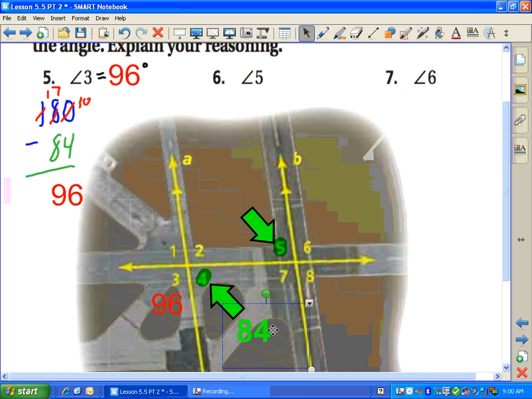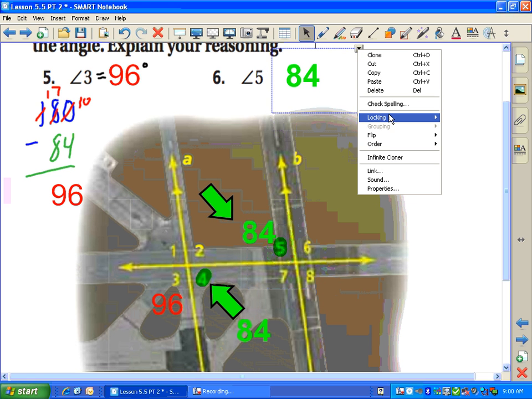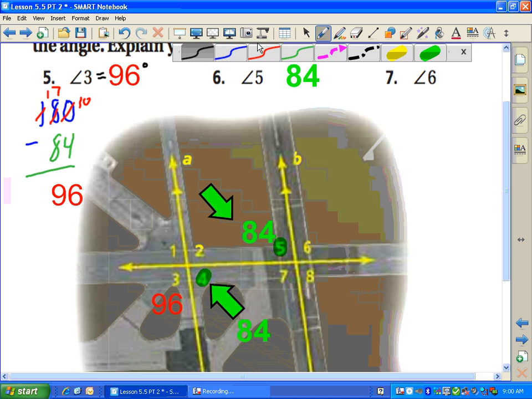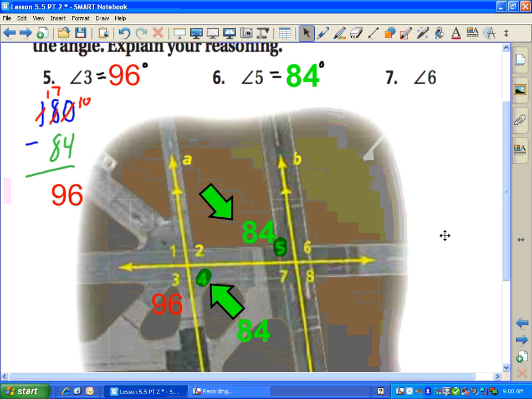They're on the inside of my parallel lines. So by definition, they have to be congruent. Nice vocab, bears. So angle 5 has to be 84 degrees also. They are alternate interior angles. All right. I think that leaves us one more to find on this one.